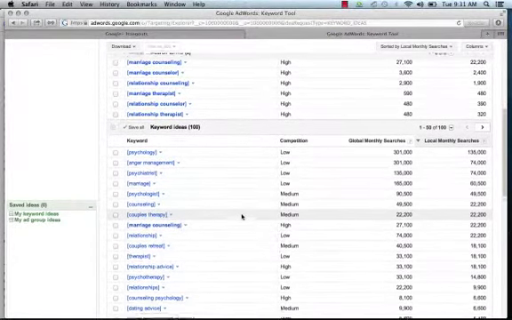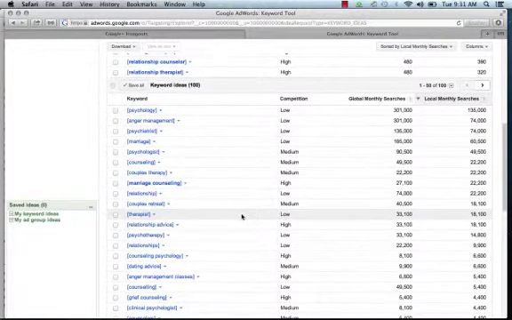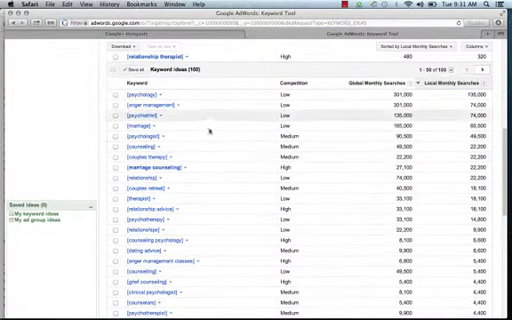So, and then what Google does is they give you other ideas of what might be popular here, okay?